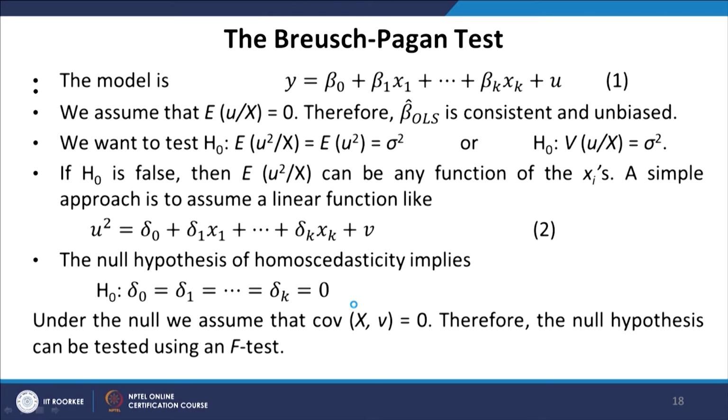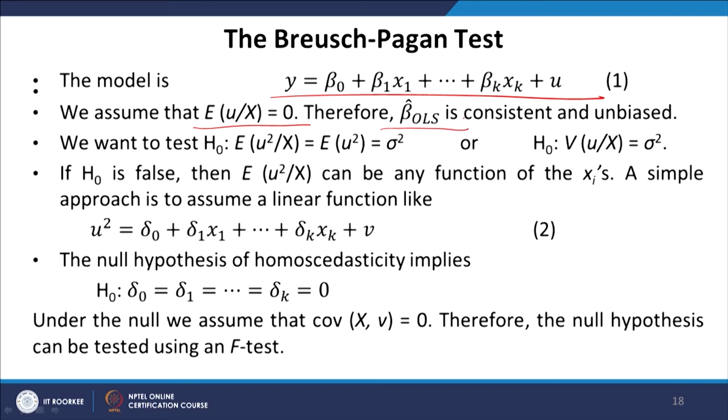Now, we talk about the third test, that is the Breusch-Pagan test. Here we consider a multiple regression model, y equals beta naught plus beta 1 x 1 up to beta k x k plus u, which is our original model or model of the world. We assume that the expected value of u given x is equal to 0. So, the mean value of the sample residuals is also expected to be 0.